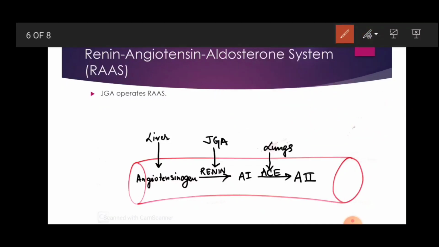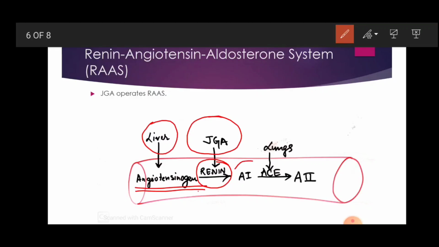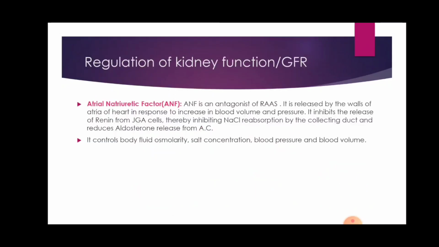So what do these JGA cells do? In case of a decrease in GFR, JGA cells release renin, which breaks down the angiotensinogen that is produced by the liver into angiotensin 1, which is further broken down by angiotensin converting enzyme into angiotensin 2. This angiotensin converting enzyme is produced by the lungs. So let's see what the functions of angiotensin 2 are.